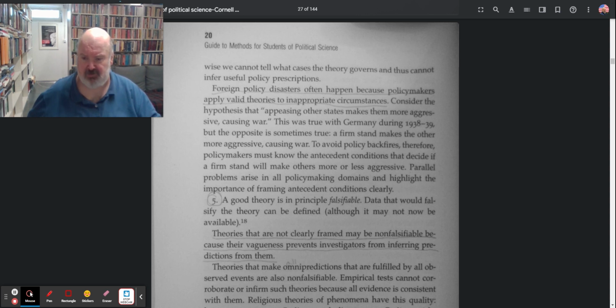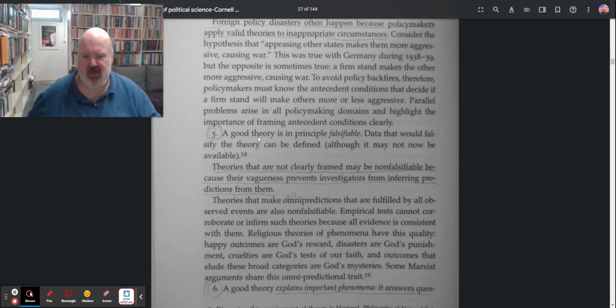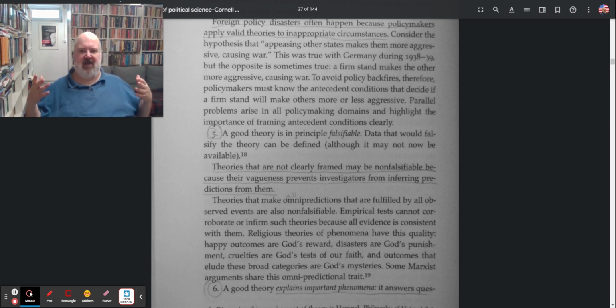Policy disasters happen because we don't pay attention to the antecedent conditions. So you have to have the antecedent conditions clearly framed to know what they are. The fifth cause: a good theory is in principle falsifiable. Now, falsifiable is one of these social science terms. Falsifiable means you can test it, that it's possible to test it and find its validity or invalidity.